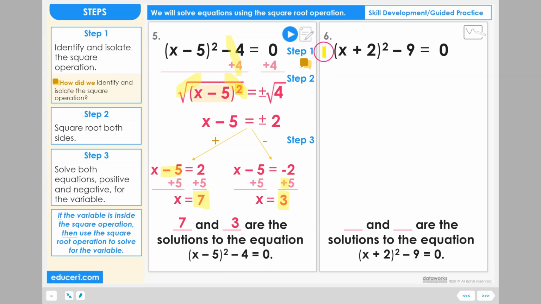You are now ready to solve equation number 6 using the square operation, making sure that it is isolated before you take square roots on both sides.